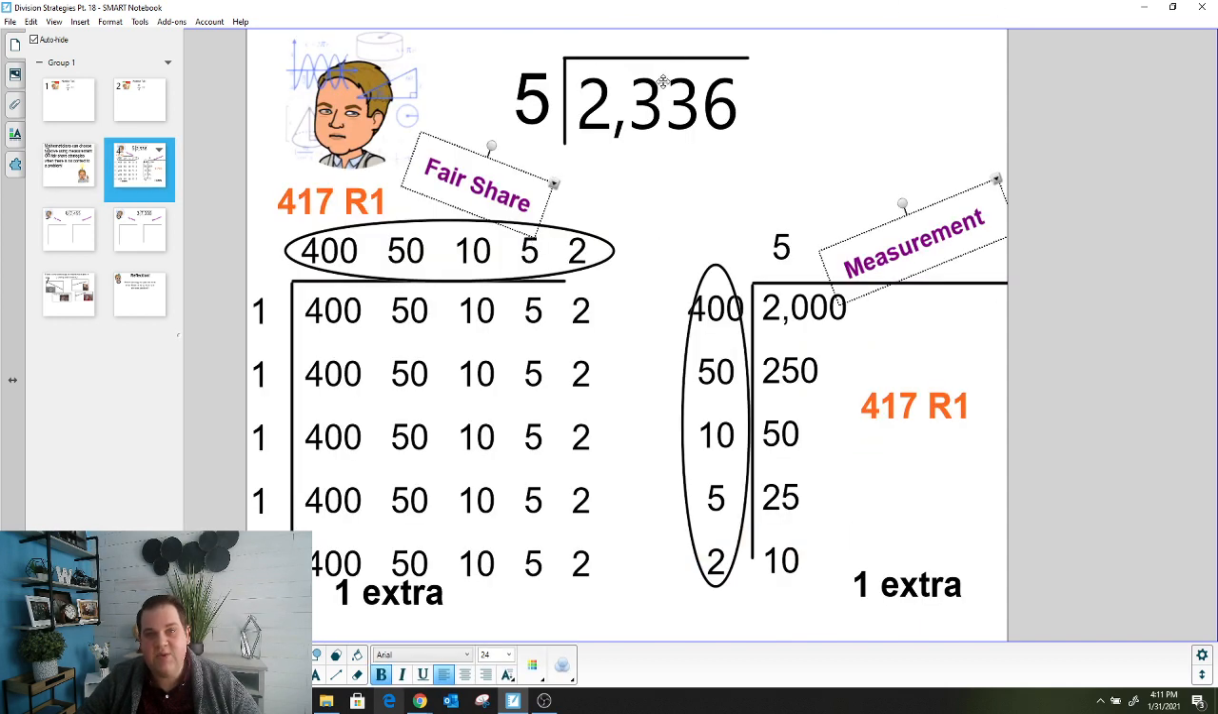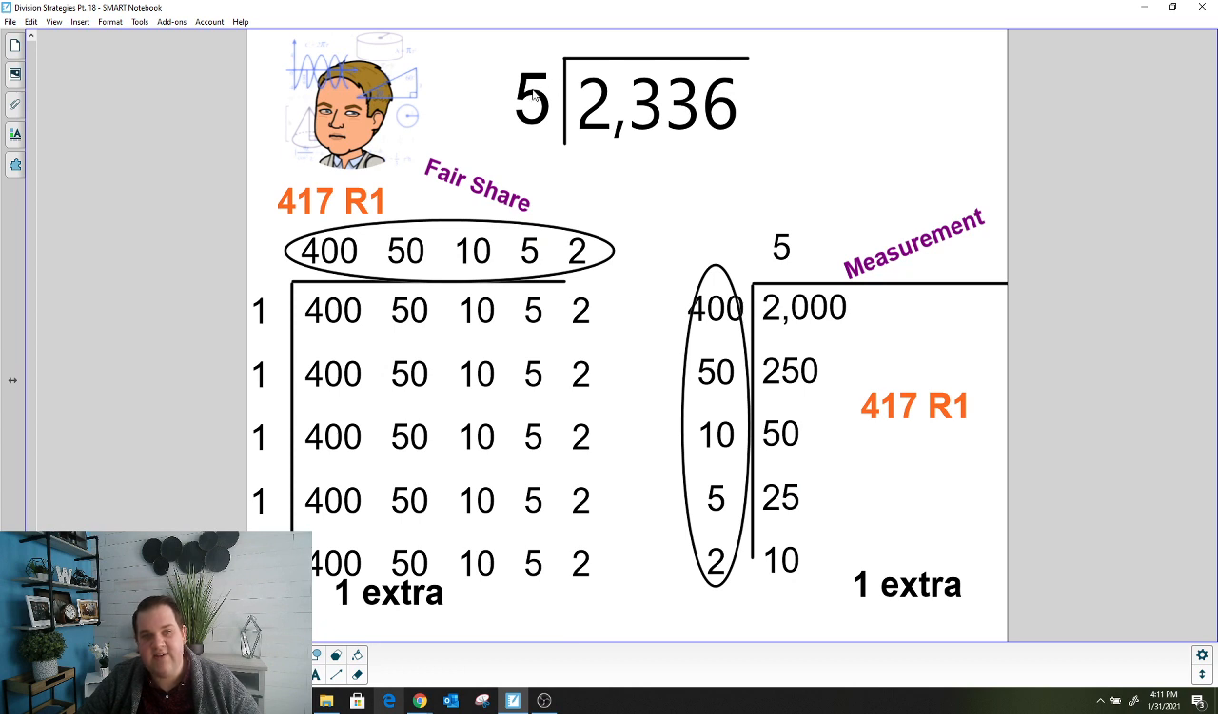This one is 2,336 divided by 5. And you can see over here, this is a fair share strategy, and over here is a measurement strategy. And the answer for the measurement was 417 remainder 1, and the fair share is 417 remainder 1. So we only need to choose a strategy that fits the problem when it's a story problem and there's context. But when there's no context, you can choose your favorite strategy to get the right answer.